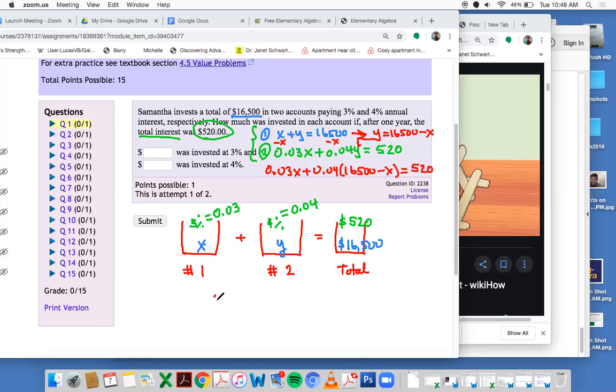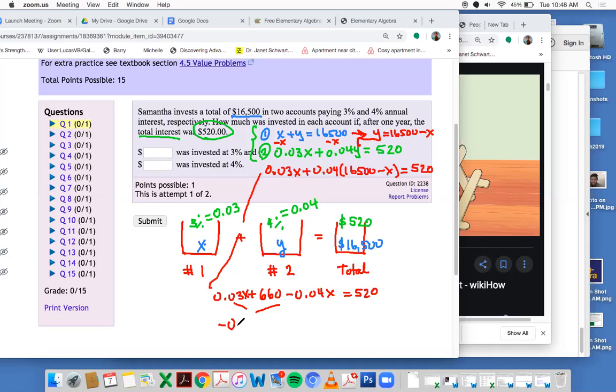I'm going to go down here. So I have 0.03x plus, on my calculator, 0.04 times 16,500 gives me 660. Then the negative 0.04 goes with the x, equals 520. All right, so this follows from there. Now we're going to combine the x parts.